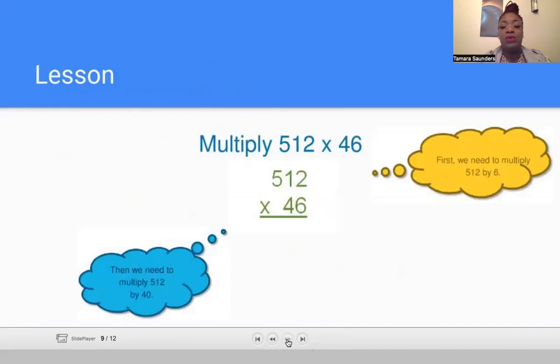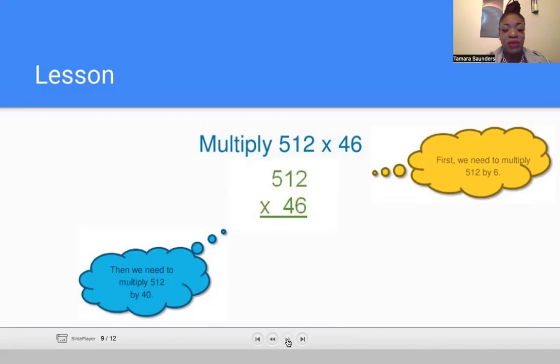All right, so one of the first ones we're going to work on is multiplying 512 by 46, as I said before. So first thing that we'll need to do is multiply 512 by 6, and we're going to write that on the top line. And then we're going to multiply 512 by 40, and that goes on the second line. And boys and girls, remember that 0 is not necessary. So what we do is we take the 0 from 40 and we put it on the second line.